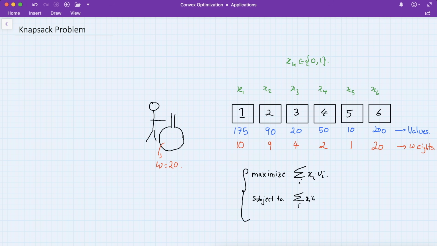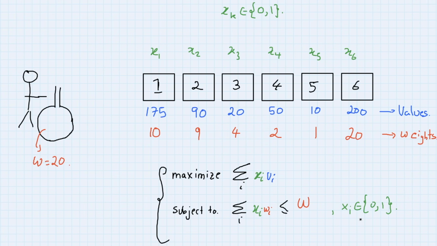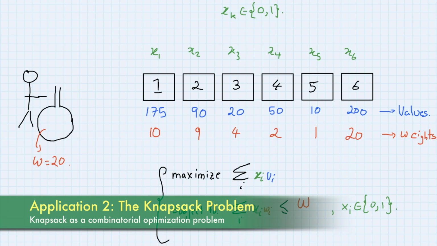The total weight in your knapsack remains less than the capacity, and of course the constraint on your decision variables is that they should be binary, right? So throughout the years, there have been a lot of approaches to this problem. Now, first of all, this problem is a combinatorial optimization problem.